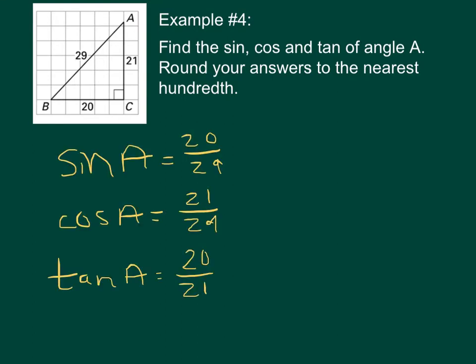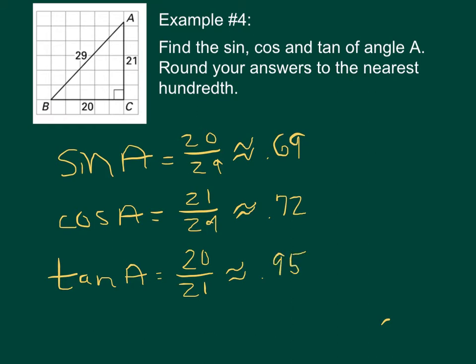All right, here you go. These are the 3 ratios you should have: 20 over 29 for sine, 21 over 29 for cosine, and 20 over 21 for tangent. Now, using your calculator and rounding your answers to the nearest hundredth, sine of A should be approximately 0.69. Cosine A should be approximately 0.72. And tangent is really close to 1.95.